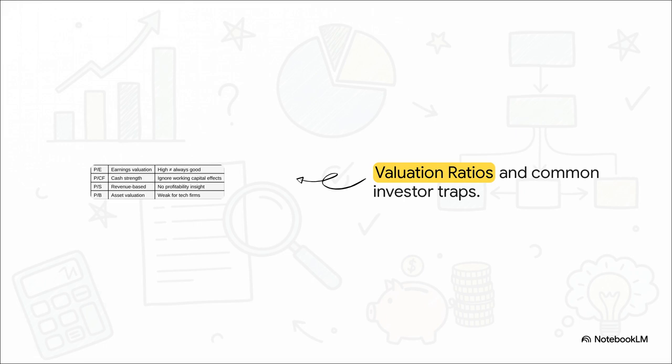Or look at P/B, price to book. Great for physical assets, but notoriously terrible for tech firms. A tech company's real value is its software and IP, not physical real estate on a balance sheet. And be super careful with price to cash flow, which ignores working capital, or price to sales, which literally tells you absolutely nothing about whether the company actually turns a profit.